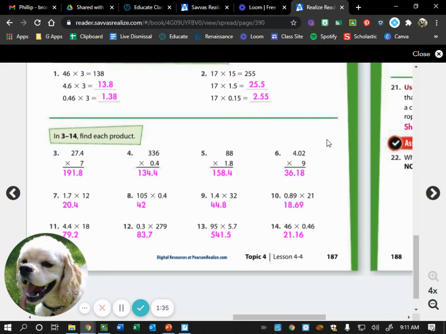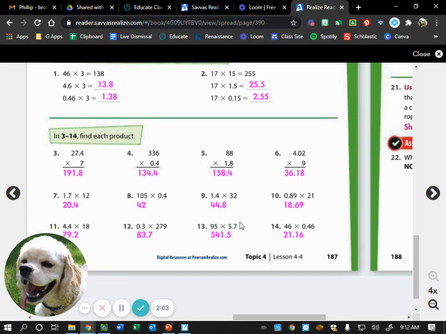All right, then we had number 6. Number 6 was 4 200 times 9. If you followed our steps, you should have just ignored the decimal and multiplied, and you would have gotten 3618. Then if you look up at the top where our two numbers are, we see, how many digits are to the right of the decimal? We have 1, 2. So in our answer, we make sure there are two numbers behind our decimal point.